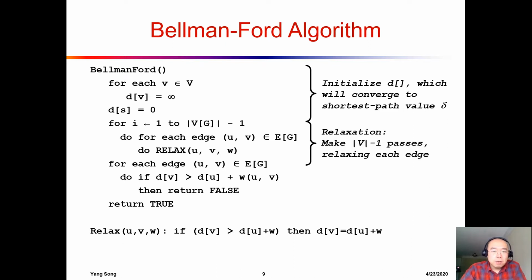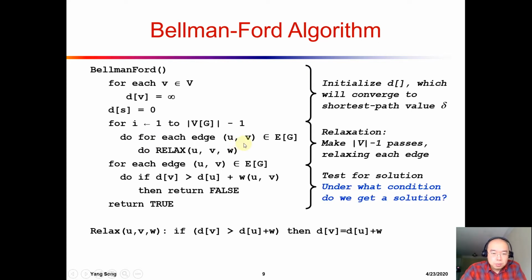Okay, and the second part, we want to start the relaxation. We are going to iterate for a total of v minus 1 times. So that is the outer loop. This is how many vertices we have, and then we do a minus 1. So for the outer loop, we iterate v minus 1 times. And then for each edge in the graph, we want to do the relax of u, v, and w. So the inner loop will iterate e times because we are going to iterate through all the edges.